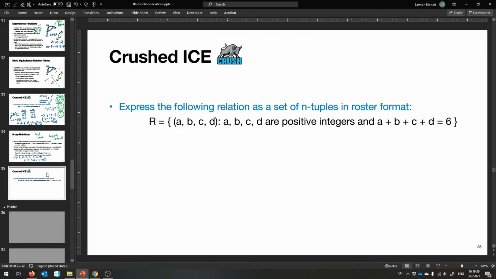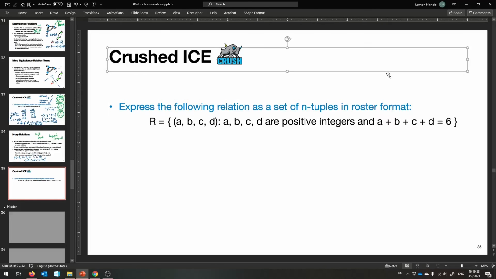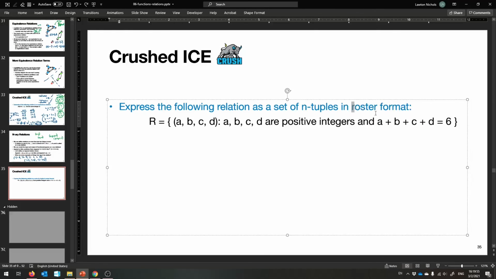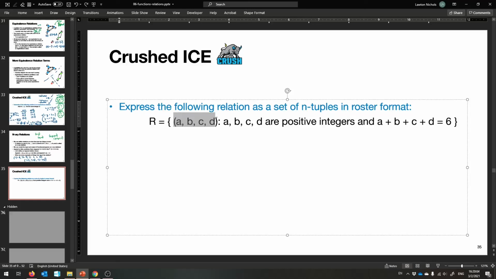Not a big deal. And so finally, here's an example for you just to make sure that you're understanding it. Here's a relation that relates 4 numbers, and they're all positive integers, and we say that they're related in this order if a plus b plus c plus d equals 6. So please, in roster format, tell me what the following relation is, yeah? And so remember, it's going to be a set of a bunch of 4-tuples, okay? Quadruples, if you will.